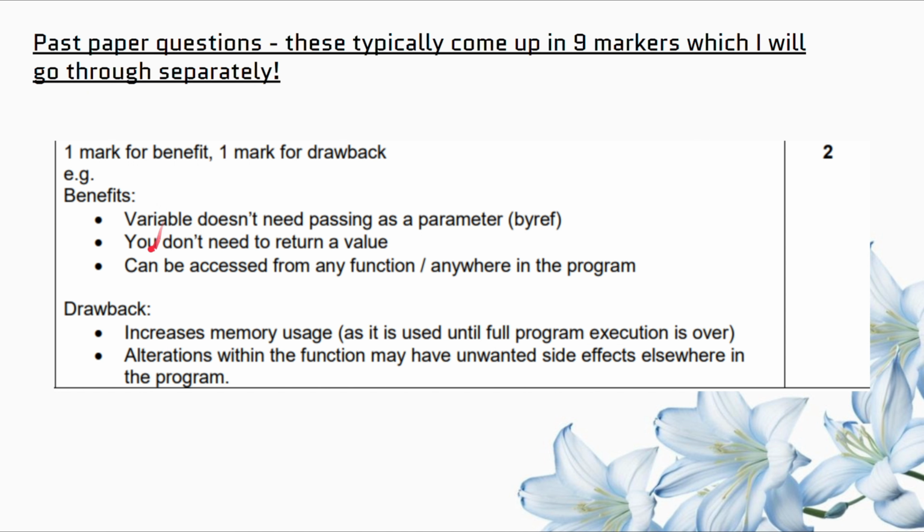So here's the mark scheme. Variable doesn't need to be passed by a parameter, you don't need to return a value, and so on. Can be accessed from any function, so that's my benefit there. The drawback is that alterations within the function may have unwanted side effects elsewhere in the program, right? Because you could be trying to use this variable for something else, but you didn't realize that when you used it in this subroutine, it actually affected it, and it didn't just change in the subroutine, it changed the whole program, causing unwanted effects. And then of course there's the drawback of increased memory usage, which we talked about earlier.